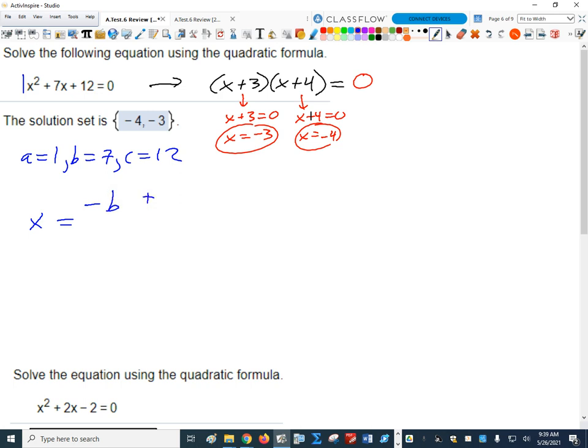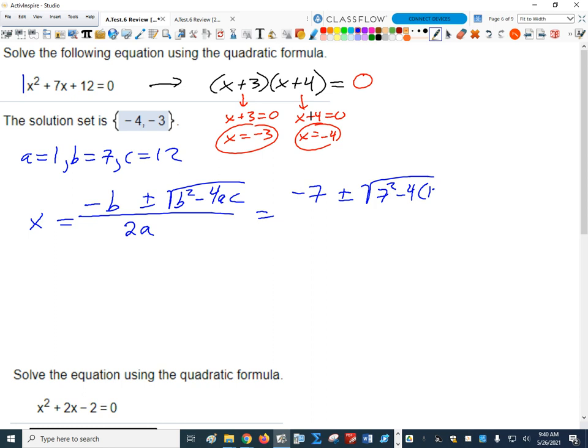Negative b plus or minus the square root of b squared minus 4ac, divided by 2a. There we go. So now we just plug and chug. If we plug that stuff in, negative b would be negative 7, plus or minus the square root of b squared. Well, that's 7 squared minus 4 times 1 times 12, all divided by 2 times 1, which is 2.